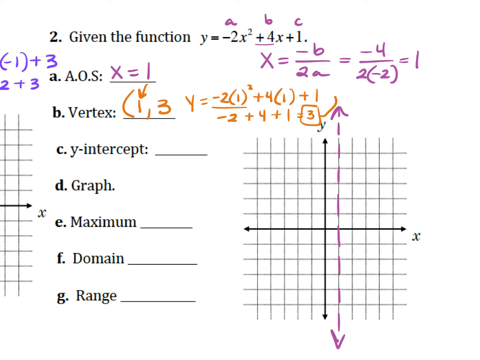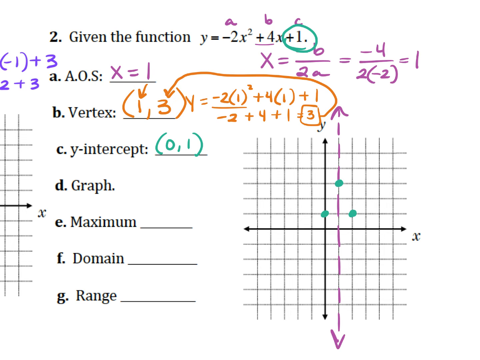Right, so that number is the y value of your vertex. Okay, so plot that, 1, 3. That goes here. How do you find the y-intercept? It's your c. So go back up here, look at your c value. So the point 0, 1 is your c value, 0, 1, and then reflect it.